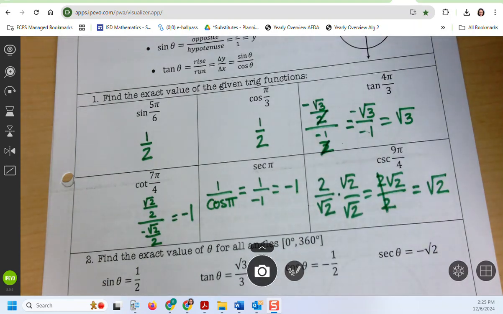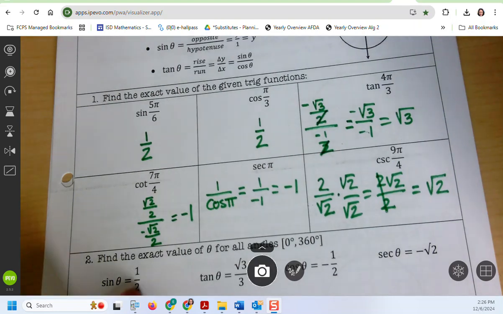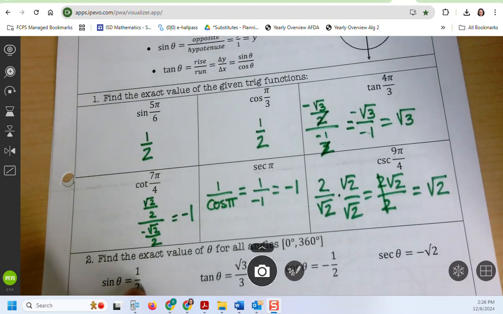All right. When you get to the second part, it says find the exact value of theta for the angles between 0 degrees and 360 degrees. That is cueing you into the fact they want the answers in degrees. And then for problem 3, they want the answers in radians. Okay? So they want all the angles that have a sine of 1/2.